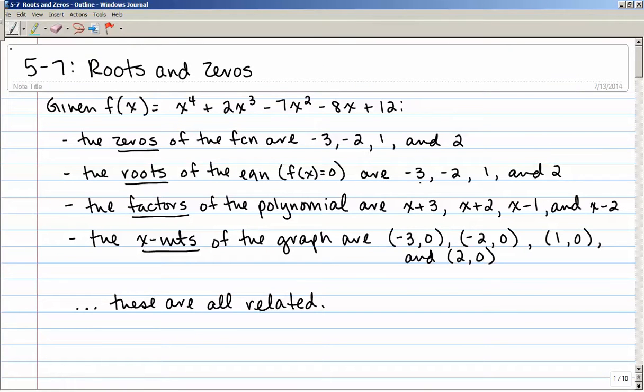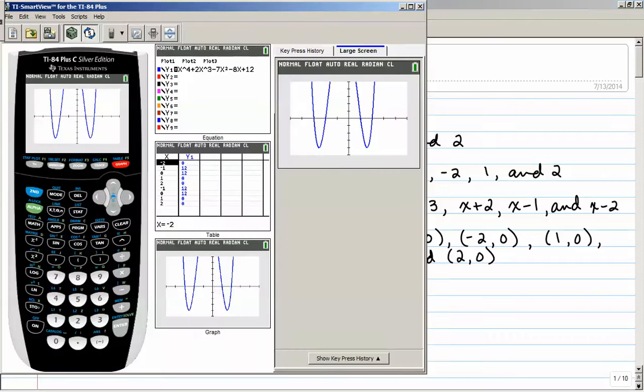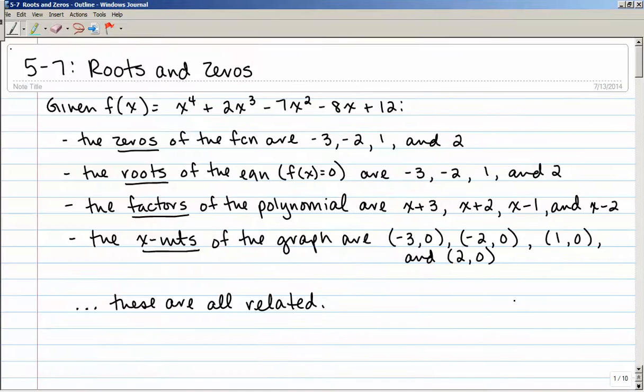The zeros of the function and the roots of the equation are -3, -2, 1, and 2. And as you saw from the graph, that's where it crosses the x-axis. Also, those are the x-intercepts. Now, the factors are what you get when you do x minus each one of those numbers. So x minus a -3 is x plus 3. X minus a -2 is x plus 2. X minus 1 is x minus 1, and x minus 2 is x minus 2. So all of those numbers are related to each other.